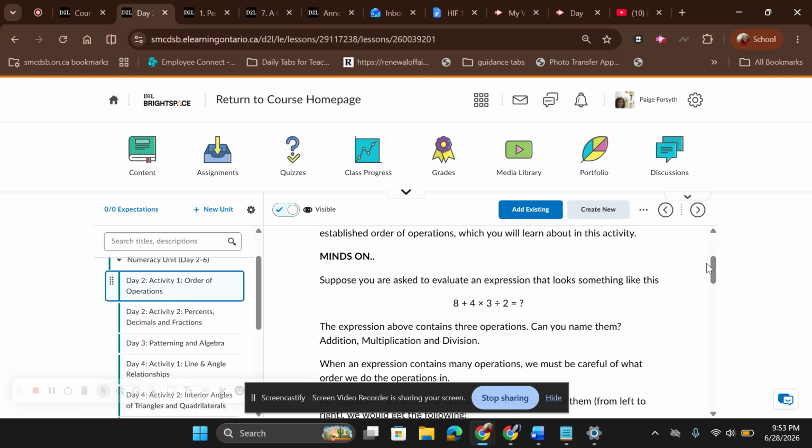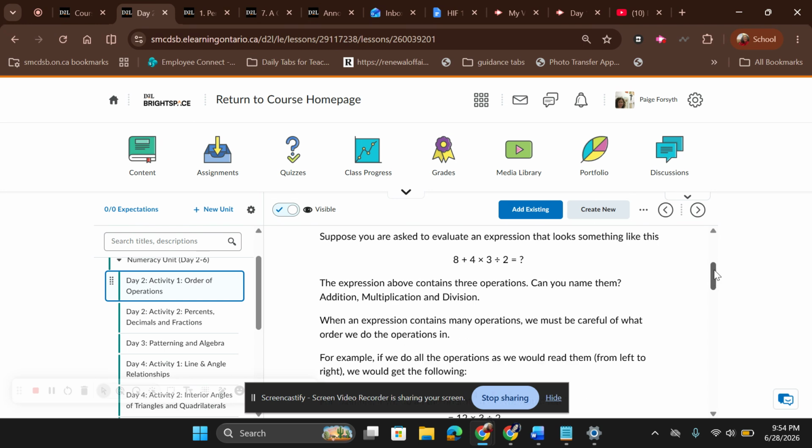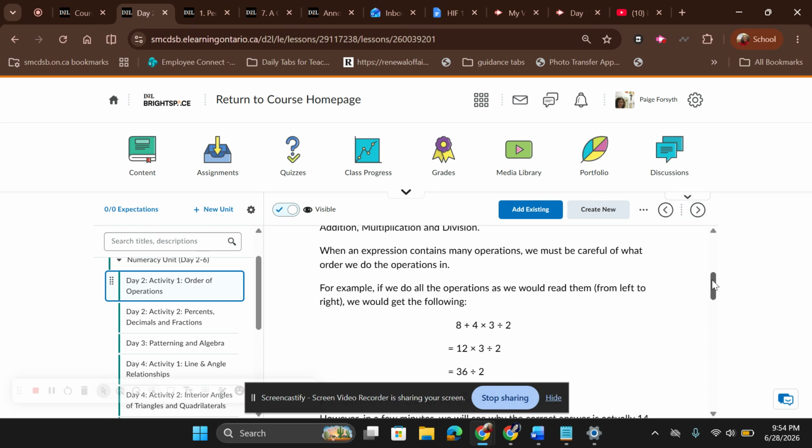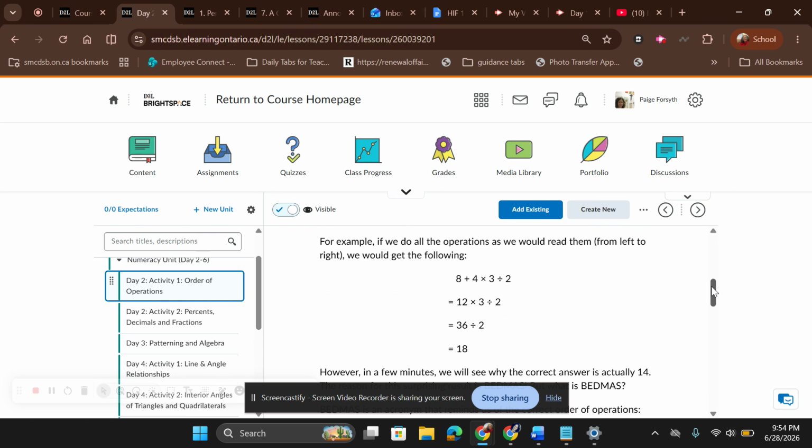So looking at this expression, 8 plus 4 times 3 divided by 2 equals question mark. So there's 3 operations in there. We've got addition, multiplication, and division. We have to be careful what order we do this in. Okay, if we were to just do this left to right, then we would get the answer 18.